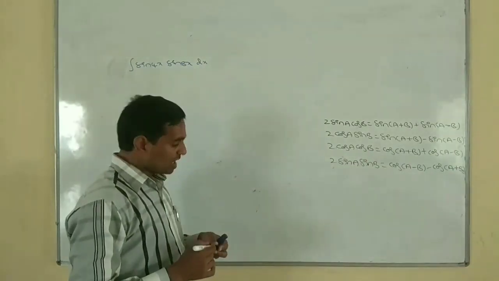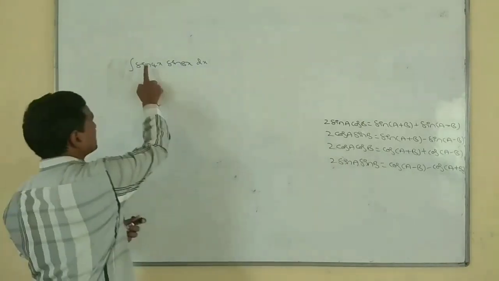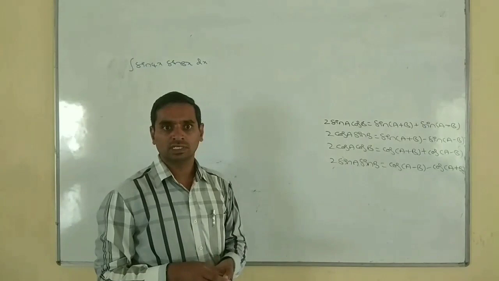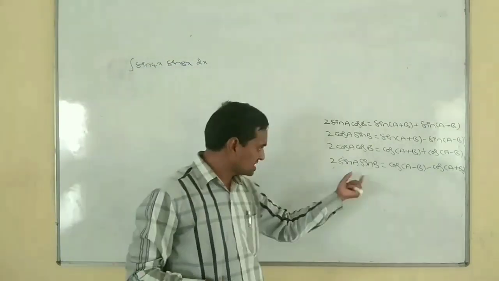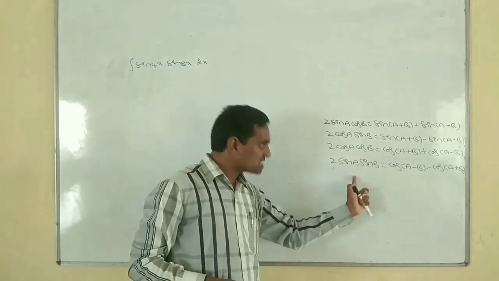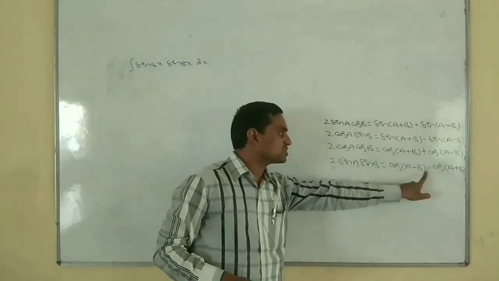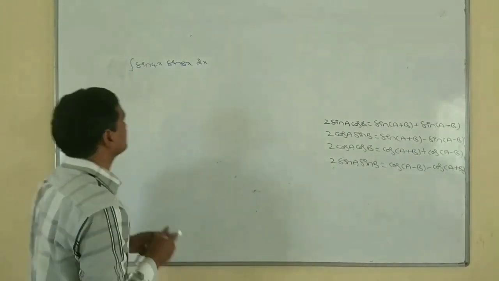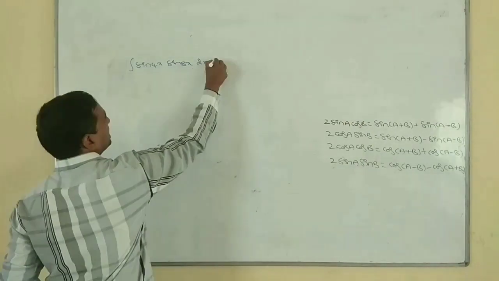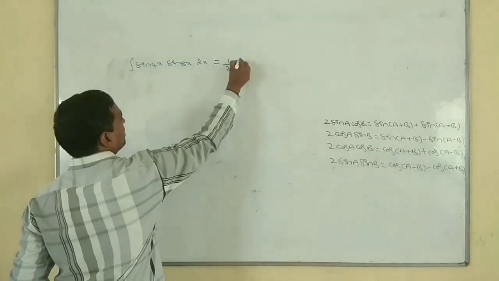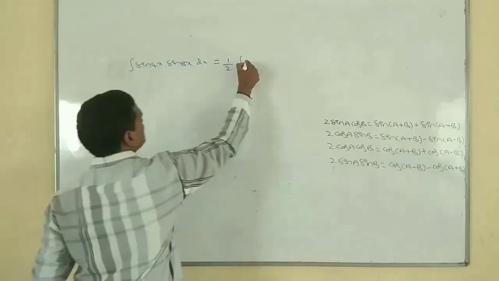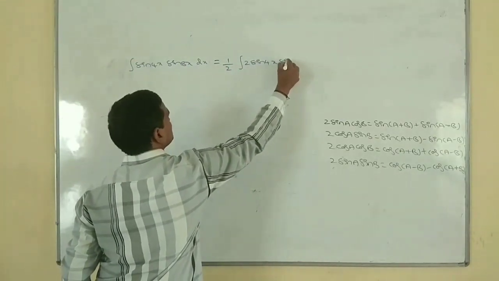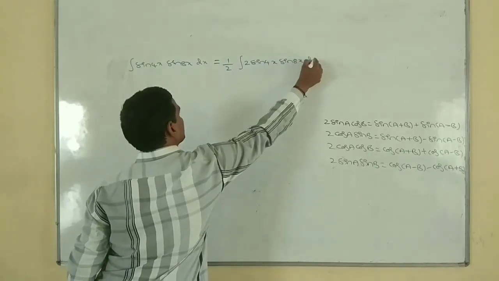Now, observe that the given problem is sin times sin. That means you can apply this formula. The product is transformed to a summation, that means subtraction or addition. Here we require a 2. That's why we first multiply and divide by 2: 1 by 2, integration of 2 sin 4x sin 8x dx.